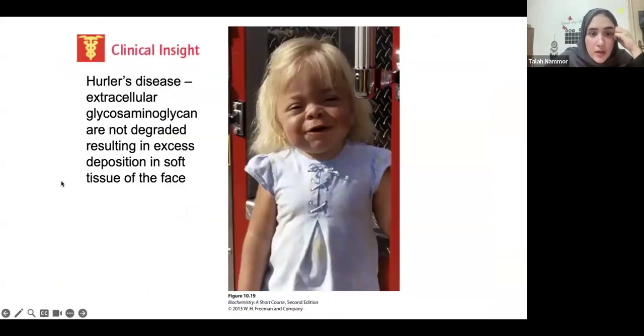Now, in here, we're talking about Hurler's disease. We have Hurler and Hunter. Okay, they're kind of the same thing, with a little bit of differences. Now we're going to talk about it. For example, you saw here we said that extracellular glycosaminoglycans are not degraded, resulting in this soft tissue of the face, resulting in the coarse facial features. تمام?